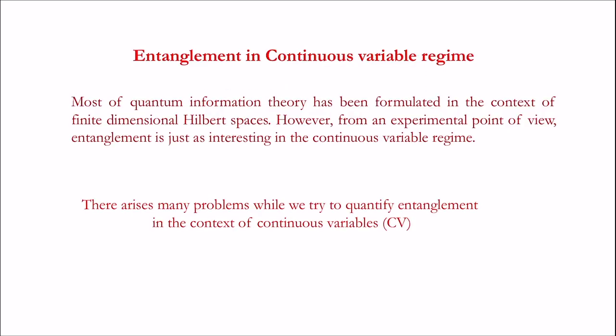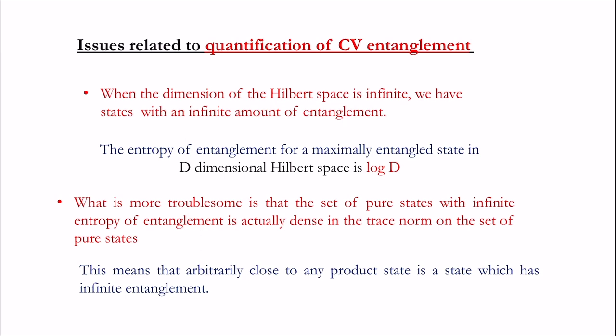Now, as regards entanglement in the continuous variable regime, so far what we have seen is that most quantum information theory has been formulated in the context of finite dimensional Hilbert space. But there arise many problems if we extend it to continuous variable systems. Some of the prominent ones are that the dimension of the Hilbert space here is infinite, as I said. And as a result, we have states with an infinite amount of entanglement.